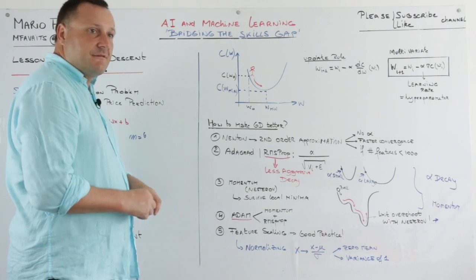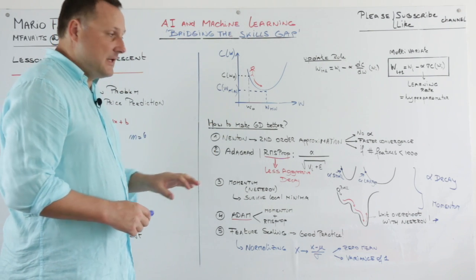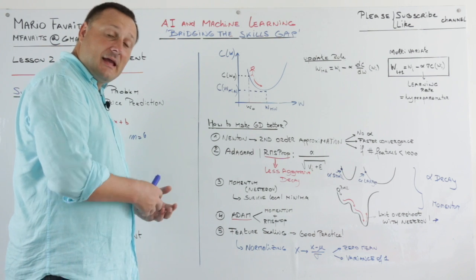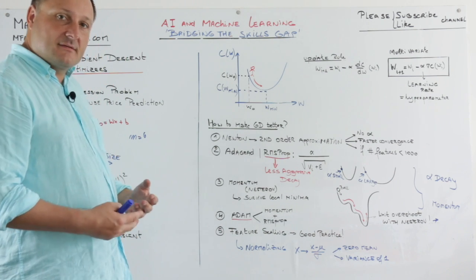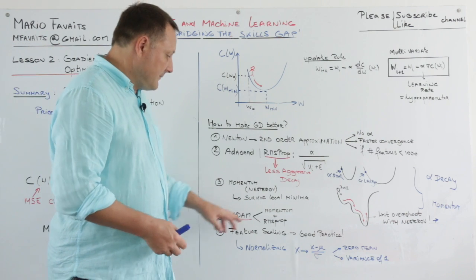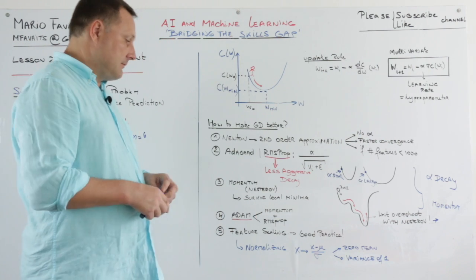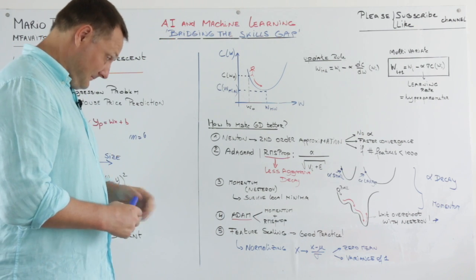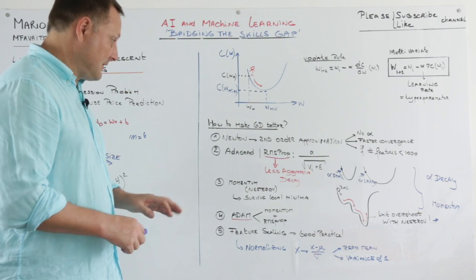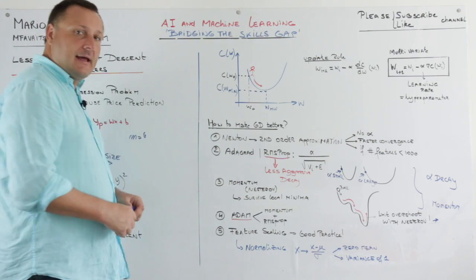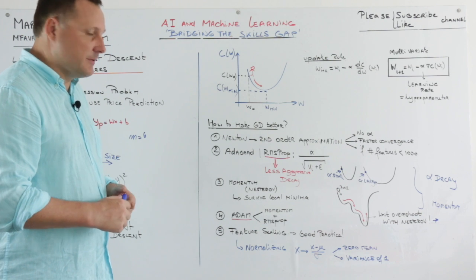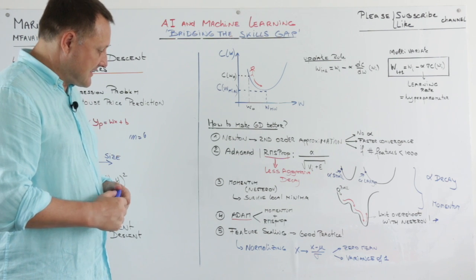Now it would be great if we would combine, meaning we will have an alpha decay and have momentum. And that's basically what Adam is. Adam is a combination of momentum and RMSprop, and it's widely used. You want to remember RMSprop and Adam. These are the things we will use in our coding exercises.